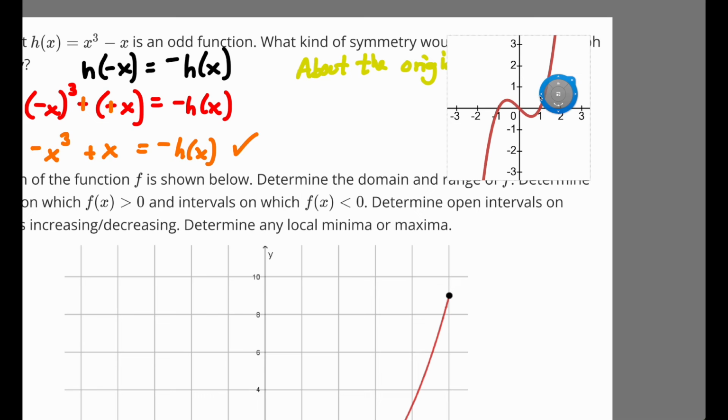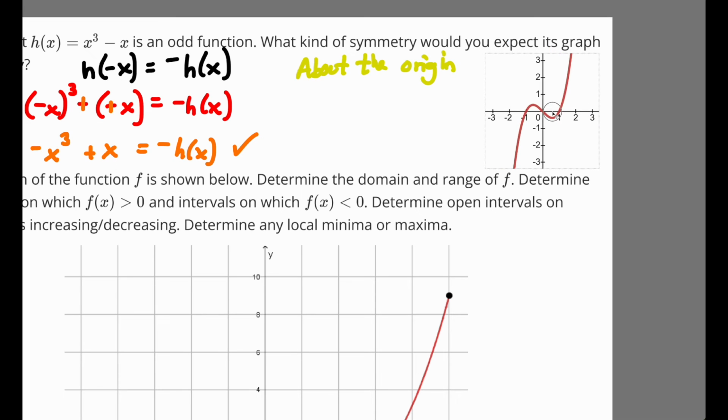All right, so here is a screenshot of the graph so you can see. If I were to rotate about the origin, you can see that it would end up stacking on top of itself. So here's the origin right here. If I moved this part over, if I just turned it, you'd see that it would fit in nicely right over here. And that's the kind of symmetry that happens with odd functions. So they're symmetrical about the origin because you're basically turning it around that origin right there.